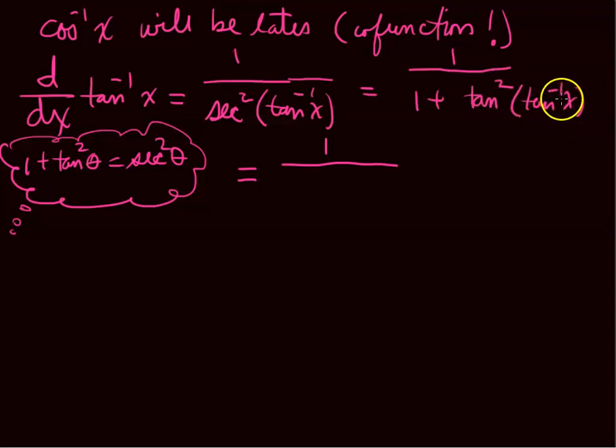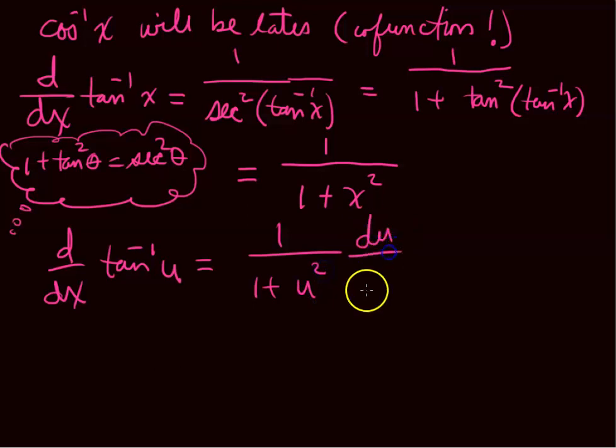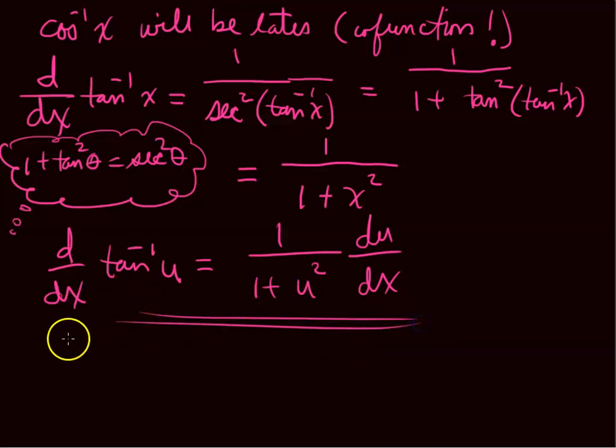So this inverse tangent takes x and sends it over, and then the tangent brings it back, and you wind up at x again. So it's really 1 plus x squared, or if we want the derivative with respect to x of the inverse tangent of u, then we have 1 over 1 plus u squared, and then chain rule, du dx. So that's our next one. We'll take care of the cotangent later, just like the cosine later.